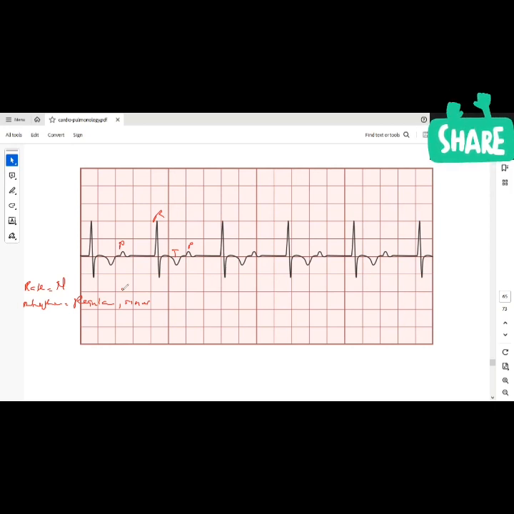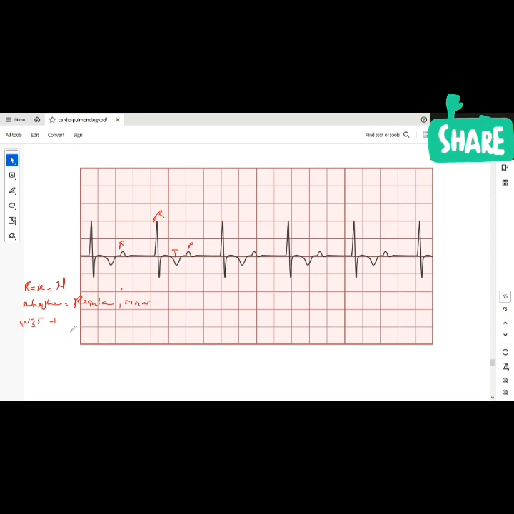So what do you check next? You check your QRS. I check the P before I go to the QRS complex. What do I check next? The PR interval. PR interval, right? Okay, so tell me about that.